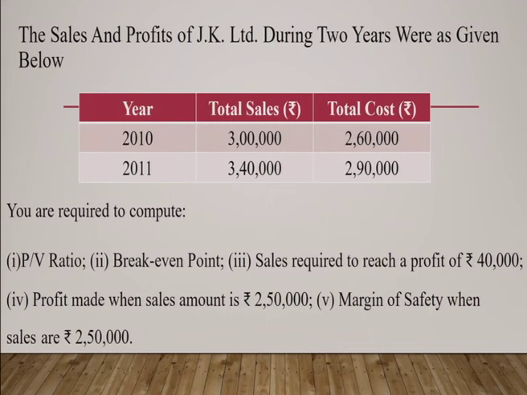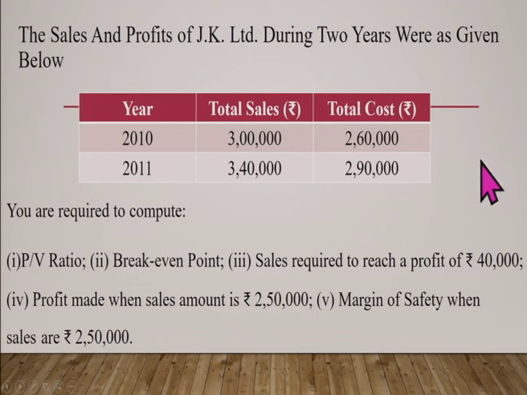So, 3 lakhs is the sales, 2,60,000 is the cost, so the remaining 40,000 is the profit. Similarly, we have to calculate for the year 2011. For total sales, 3,40,000 is there and total cost 2,90,000 is there. Here the profit is equal to sales minus total cost of 2,90,000, that is 50,000 is the profit.